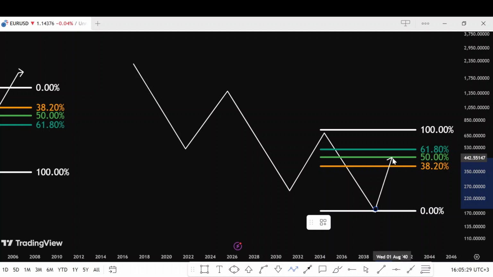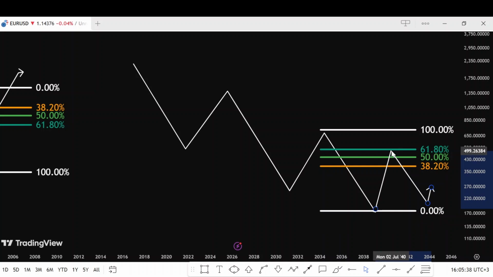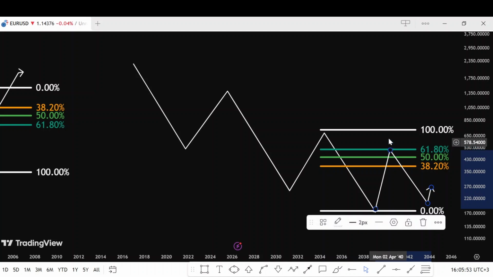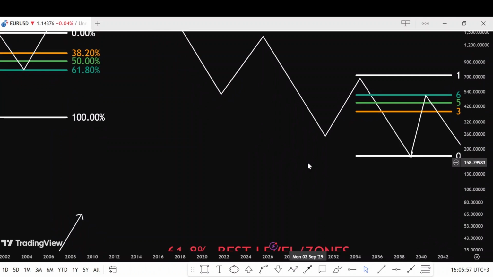If it comes to the 50% and it presents you with a strong confirmation to sell, you sell. But if price comes to the 61% and it presents you with an opportunity, you sell. If it comes in the zone between 50 and 61, sell. So that is how the Fibonacci retracement tool works.